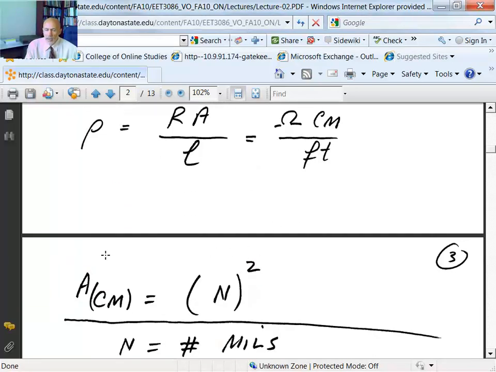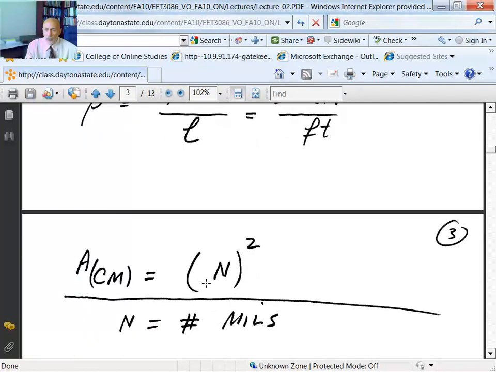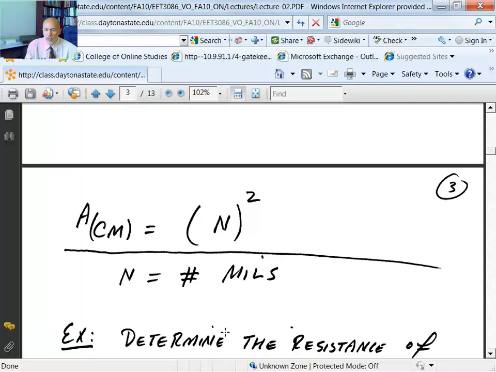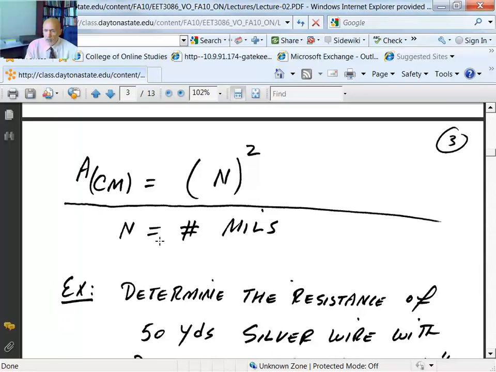Now, to calculate the area in circular mil, the area would be equal to n squared, and n is the number of mils. So all you have to do is calculate the value of A in circular mils to use in the equation for the resistance to determine the resistance value of a given conductor. You need to determine the number of mils in the conductor's diameter, and then square it to give you the circular mil. So let's look at an example.